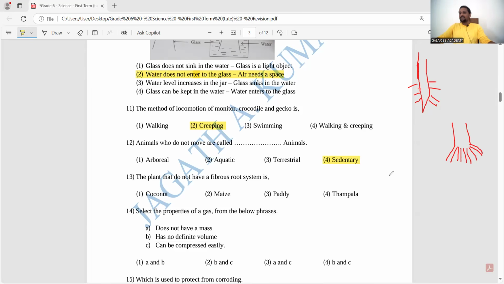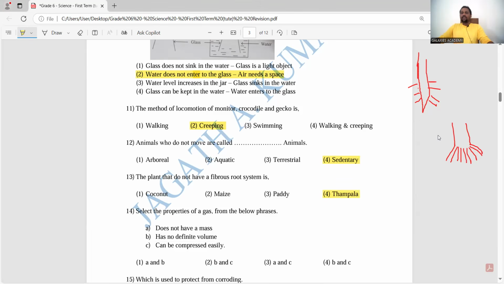Coconut also, we can't see the taproot of a coconut tree. We can see the fibrous root system. And also maize. Maize, also containing the fibrous root system. So which plant does not have the fibrous root system? Tampala. So the answer is number 4, tampala, right?